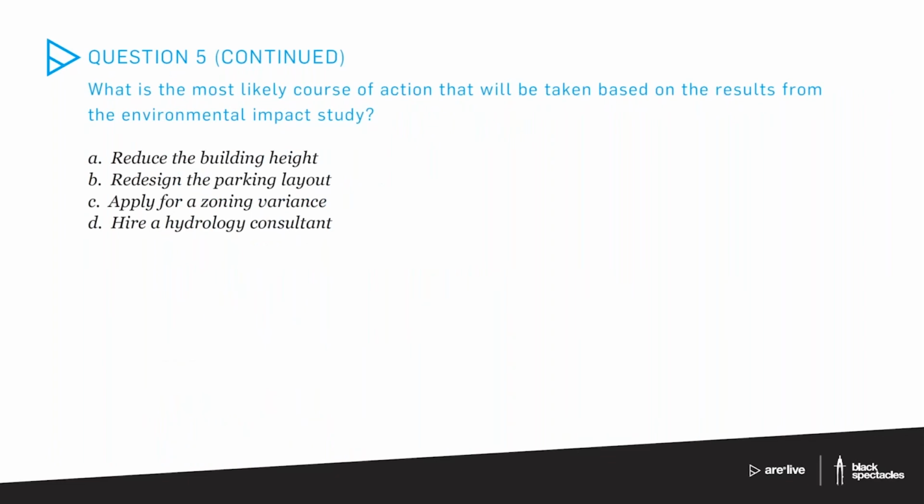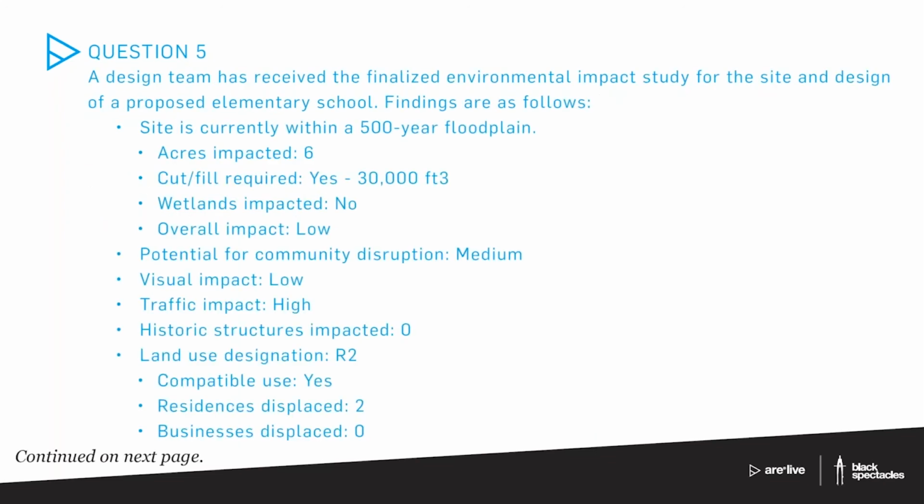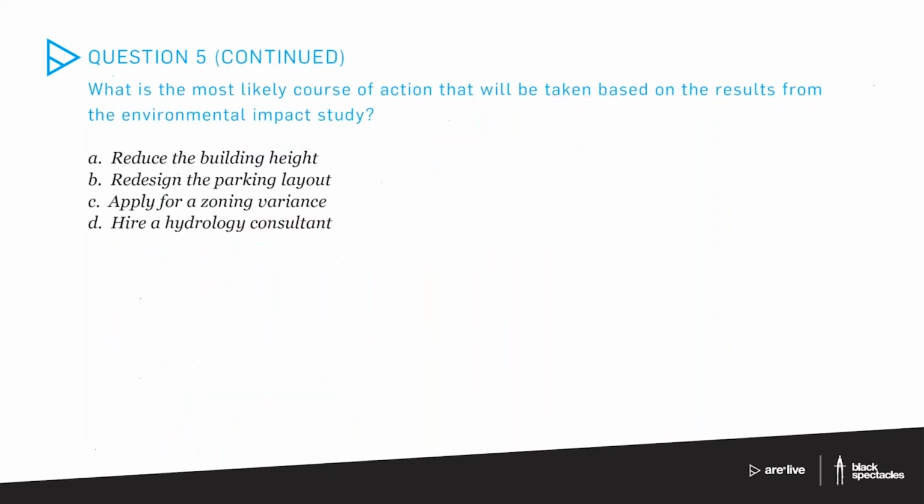So the actual question here, which is on page 2 of the slide, says, what is the most likely course of action that will be taken based on the results of the environmental impact study, which is, these are the results of the environmental impact study in the question. And our choices here, we should peek at the choices now, are about reducing building height, redesigning the parking, applying for a variance, or hiring a hydrology consultant.